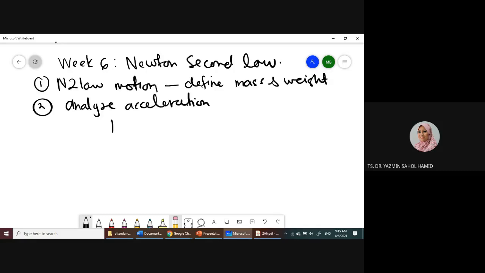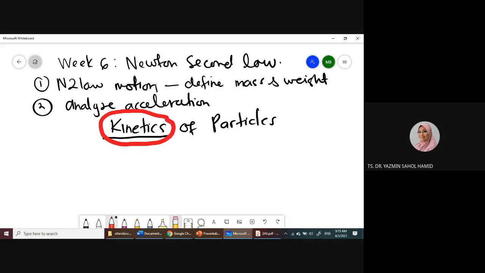Kinetics, am I right? Kinetics of particles. So today we are in our new topic, which is kinetics. Previously we learned about kinematics, right? Do you remember the difference between kinematics and kinetics? Zuhair, Zakwan, what is it? Who wants to answer me? Anyone? Kinematics, free fall. Good.